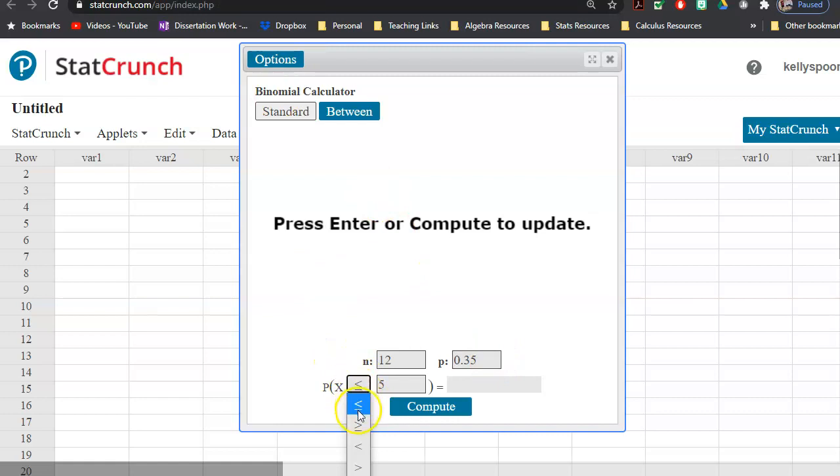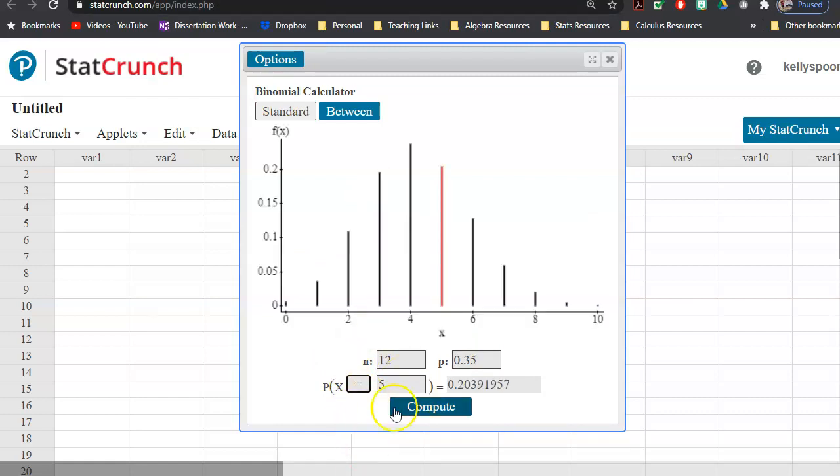Are you looking for a less than or equal to, a greater than or equal to, a less than, a greater than, or an equal to? So the very first question just said equal to 5. So you can see your probability there. And it even gives you a cute little graph so you can see what's going on. And it really, really hammers home the idea of what it is we're finding, this probability.